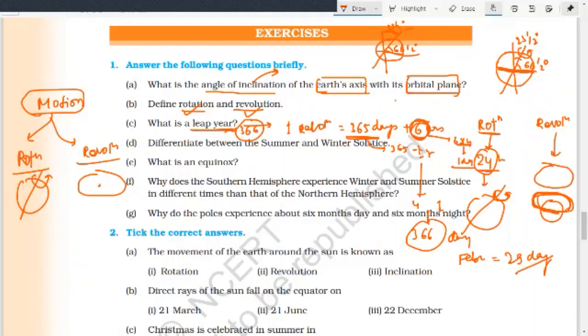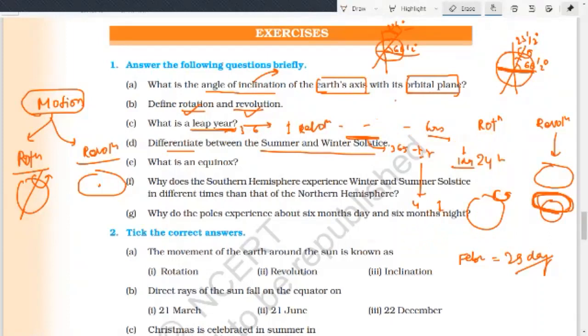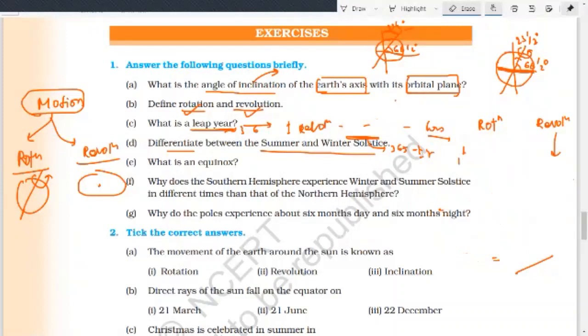Differentiate between summer and winter solstice. This is a very easy question. If you have gone through my lecture, you will find it easy. So what are summer solstice and winter solstice? They are positions of the Earth while it revolves around the Sun.